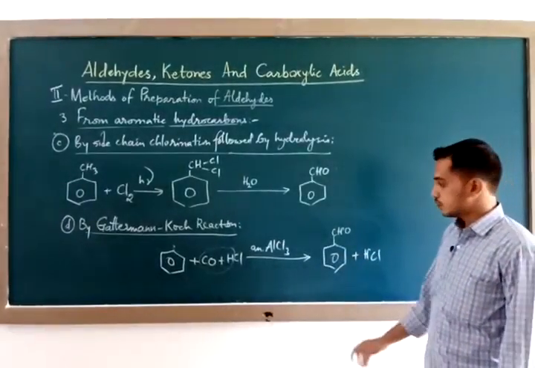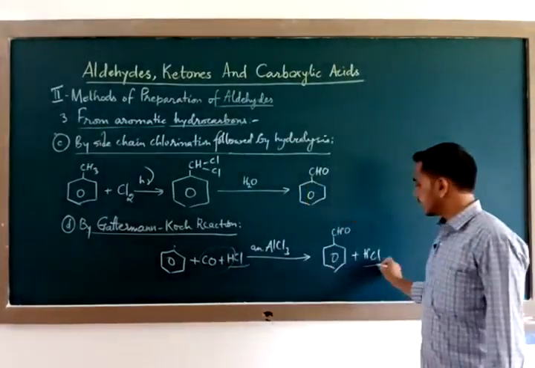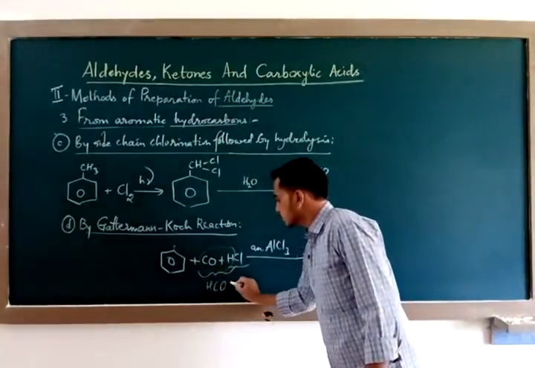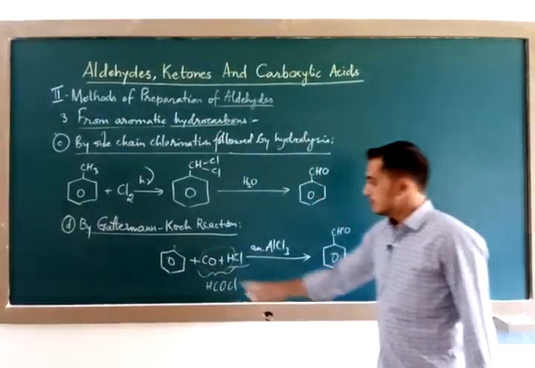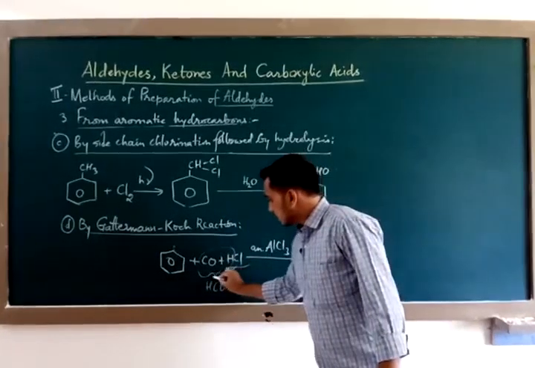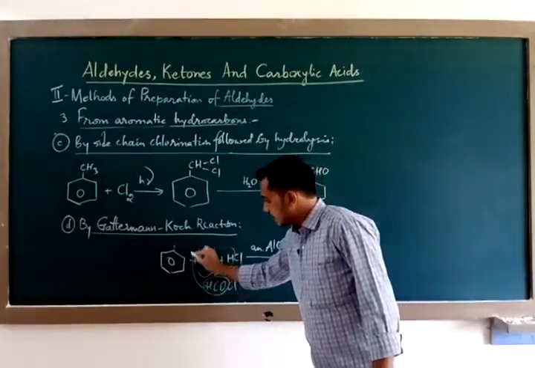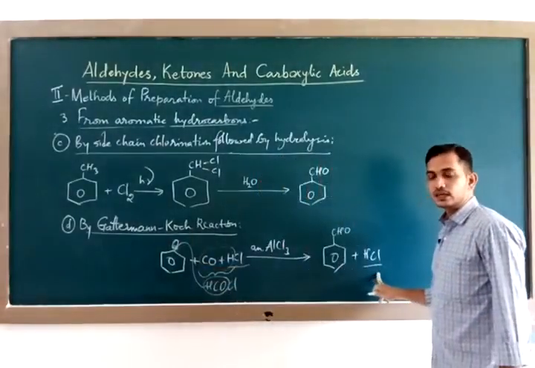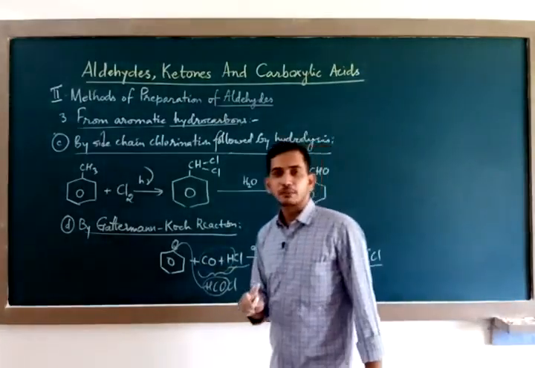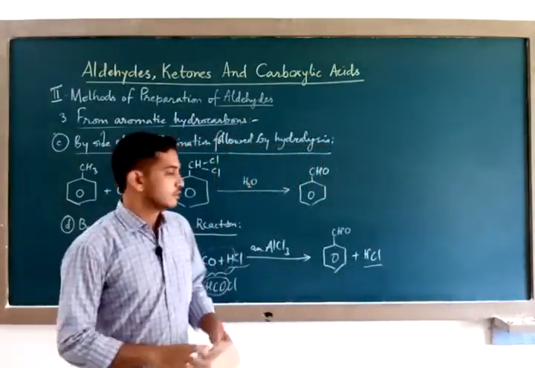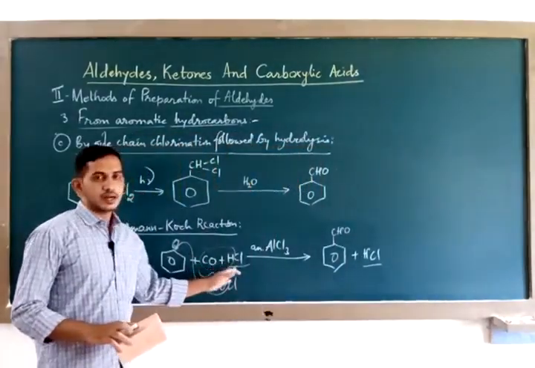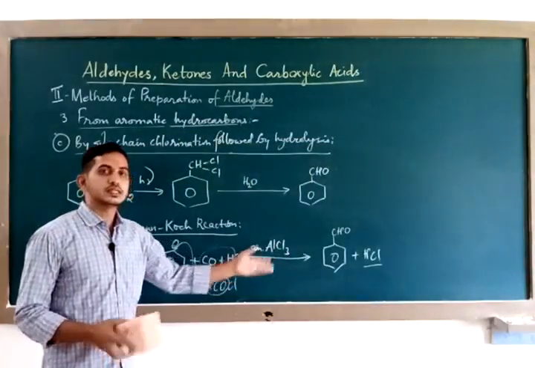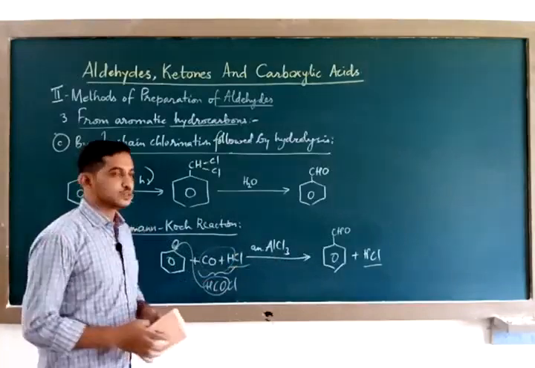Some of you might get confused. Sir, there is already one HCl. How did I get another HCl? So this entire part is HCOCl. From here you eliminate one H. This much part is attached to benzene and this H along with Cl goes as HCl. This reaction is called the Gattermann-Koch reaction. When benzene reacts with carbon monoxide and HCl in the presence of anhydrous AlCl3, benzaldehyde is obtained and this reaction is called the Gattermann-Koch reaction.